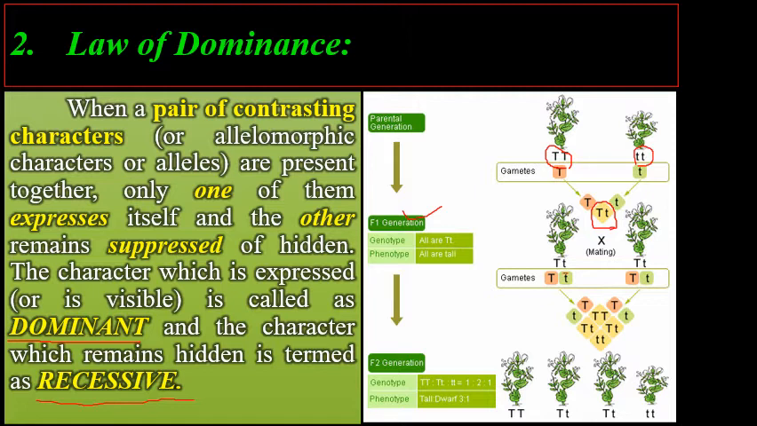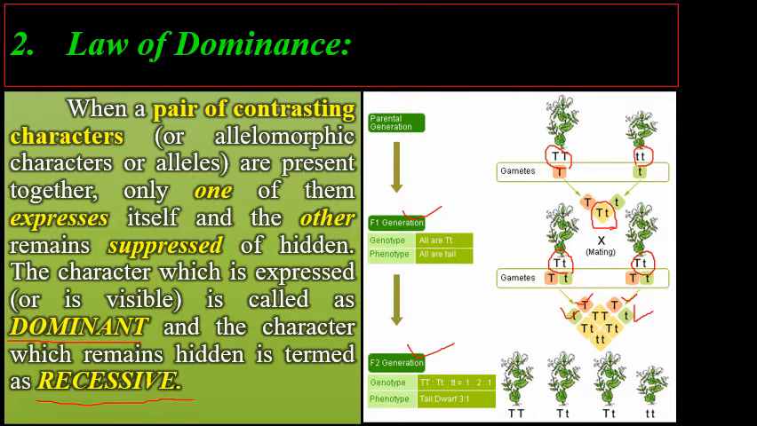After selfing of this hybrid tall plant, that is, the hybrid tall is fertilized with the hybrid tall plant, the gametes will be capital T, small t, capital T, small t. With the help of a Punnett square we can see the F2 generation results.